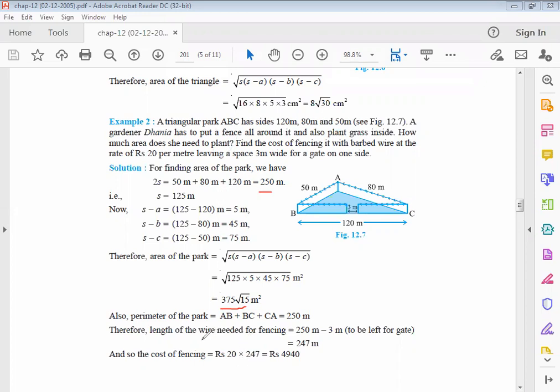Now, after getting the perimeter, why do we subtract 3 meter here? Because in the question it is given, leaving the space 3 meter wide for the gate on one side. That's why the total length of fencing we get is 247 meter. Understand? That's why for the cost of fencing, we multiply 247 by 20 and we get the total cost of fencing. I hope you understand. Okay.